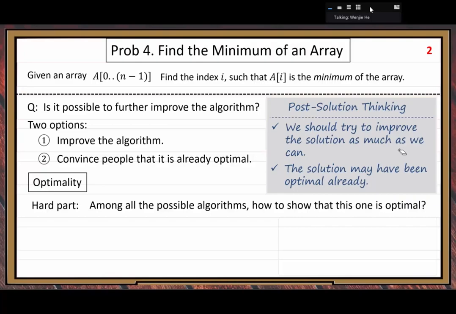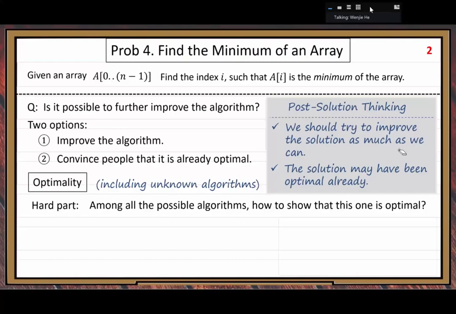Including unknown algorithms. Because when you study all the possible algorithms, most of them are unknown. Those algorithms have not been developed yet. But how do you study unknown algorithms? That's the hard part, right?